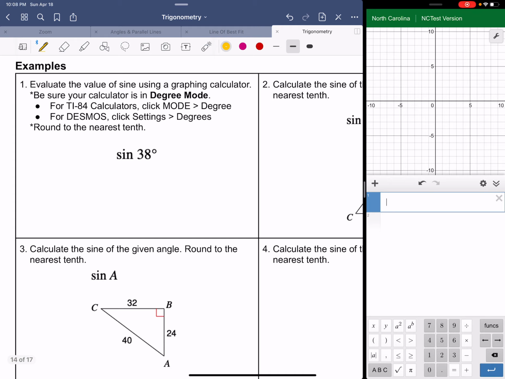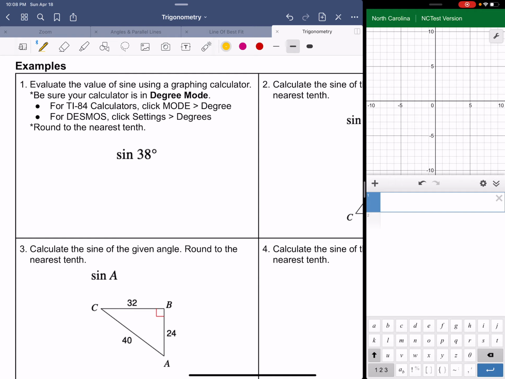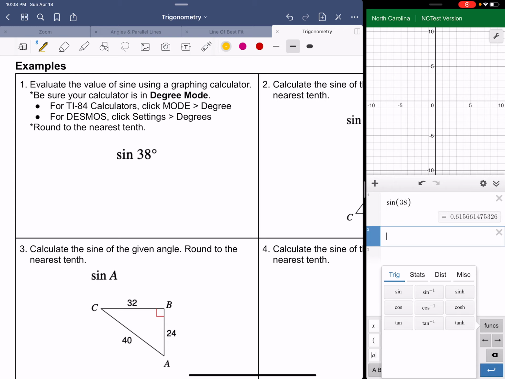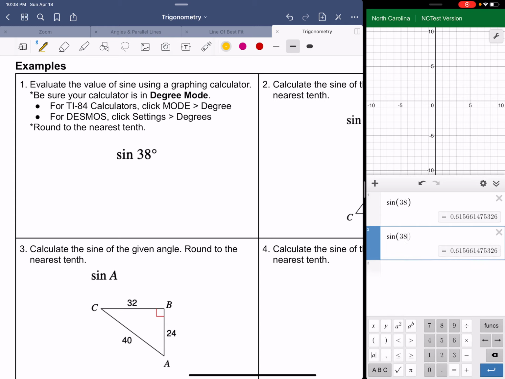Now for number one, it just says to evaluate the value of sine using a calculator. So we've already made sure that we are in degree mode, and to find the sine of this angle that's given, 38, there are two things we can do. You can type in SIN using the keyboard and then put parentheses with 38 inside. Or you can go to Functions, Trig, Sine, and then type in 38 in the parentheses. Okay, we are going to be rounding to the nearest tenth just to keep things simple. So the sine of 38 is simply 0.6.